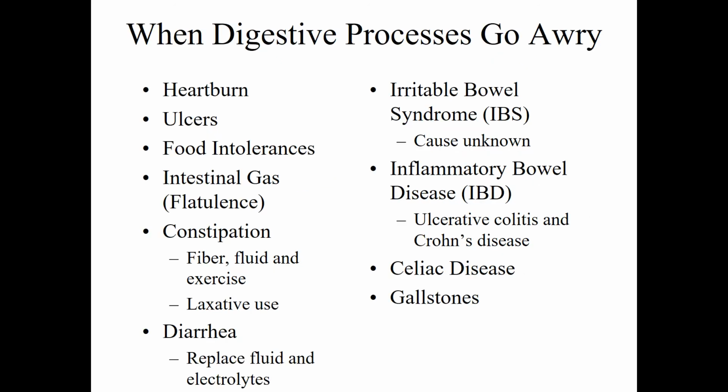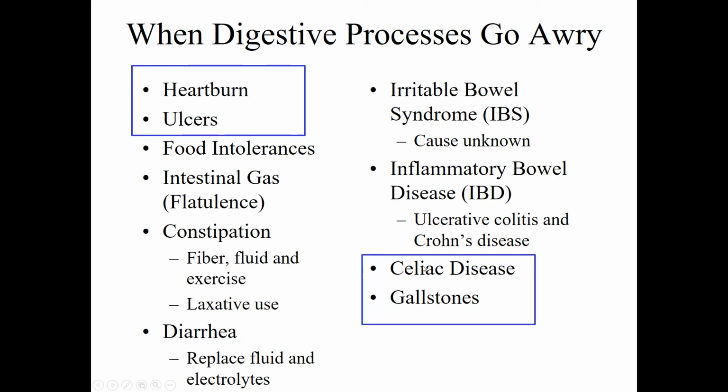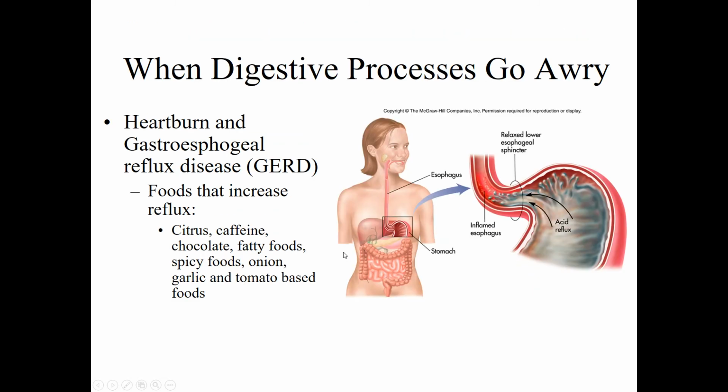This is a list of some common digestive ailments. I'll cover heartburn, ulcers, celiac disease, and gallstones. In heartburn and gastroesophageal reflux disease, the lower esophageal sphincter is weakened, allowing acid to enter the esophagus, causing pain and inflammation. This condition can be exacerbated by foods that are acidic, spicy, or fatty. It can be treated by neutralizing the acidity.